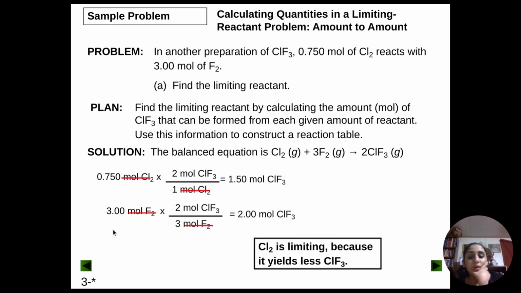And then we go 3.00 moles F2, we multiply that by 2 moles ClF3 divided by 3 moles F2. And so we get this one from this part of the equation, and we get this from this part of the equation, which leaves us with 2.00 moles ClF3 after we cancel out our moles F2. So Cl2 is the limiting reactant because it yields less ClF3.